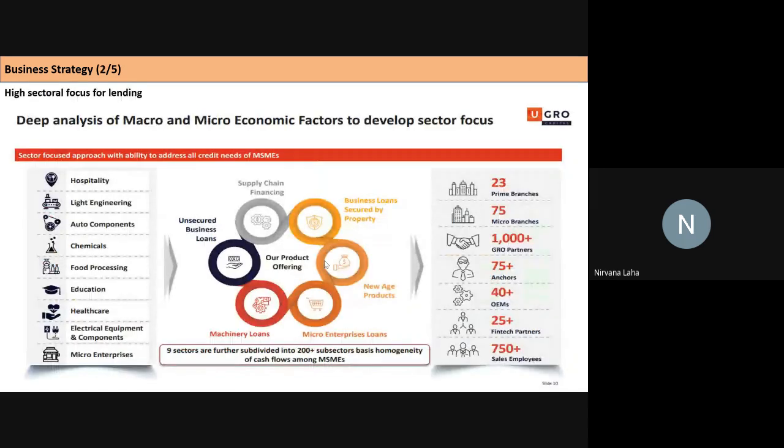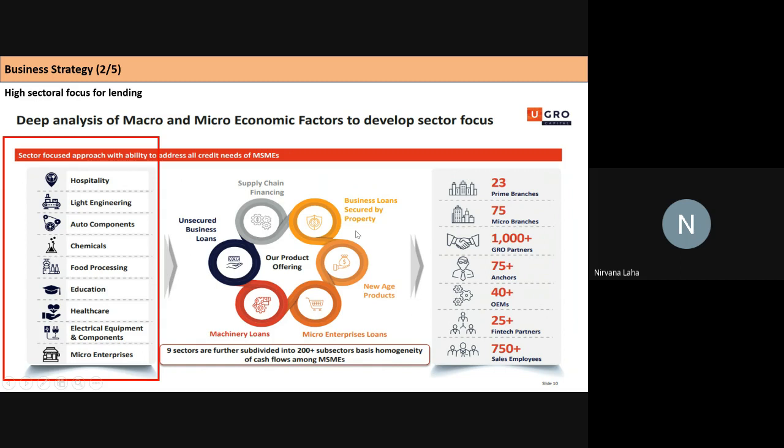That is number one. Number two, from their deep analysis of macro and micro factors, these are the 9 industries or sectors that they have finalized. And they don't lend outside of these sectors. So they are trying to increase their capabilities deep in each of these subsectors, right?